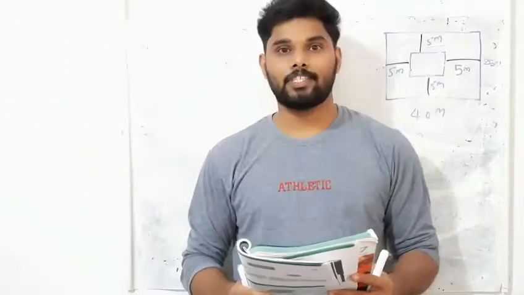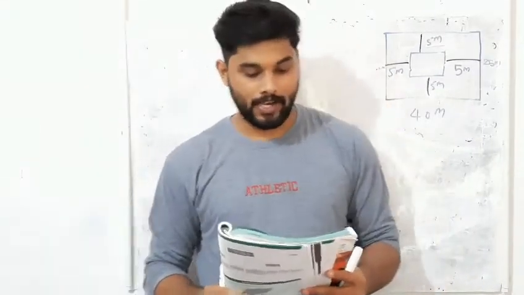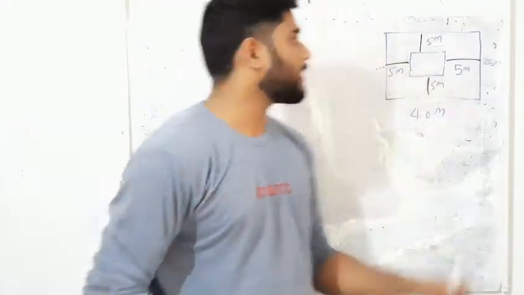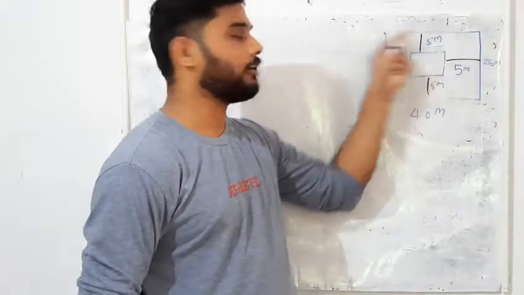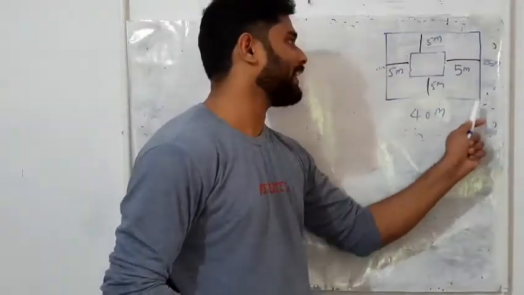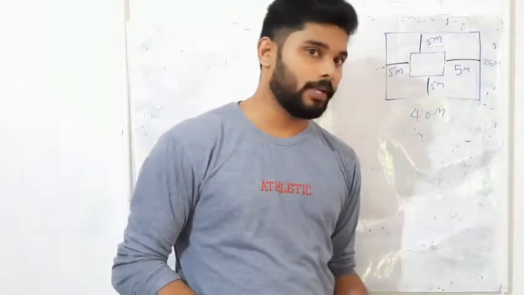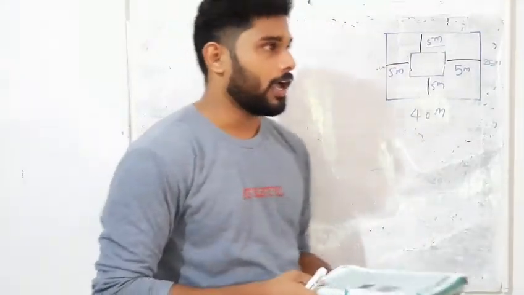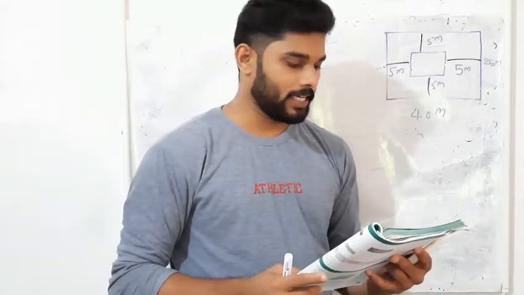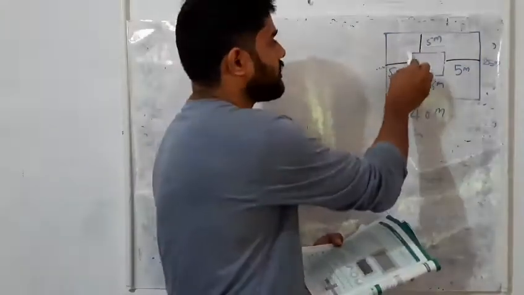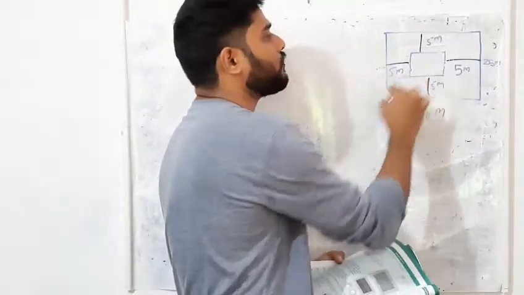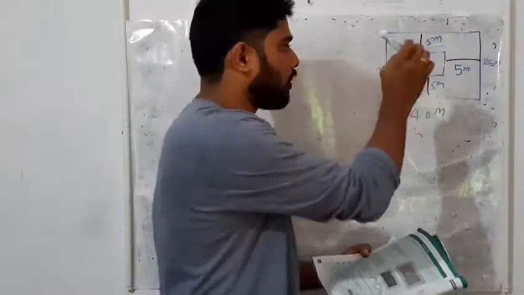We have exercise 16.6, the third question. A rectangular field measures 40 meter by 25 meter. We can see the figure here. So this is a rectangular field. The length is 40 meter and breadth is 25 meter according to our question. Understood? And now there is a rectangular flower bed in the center of the field. You can see the rectangle here in the center of the field.